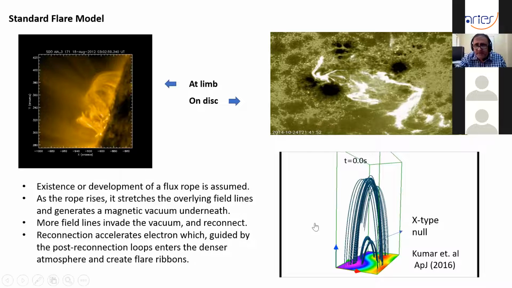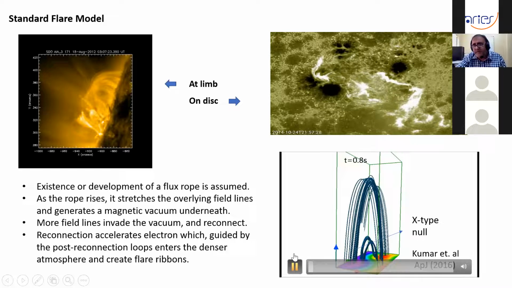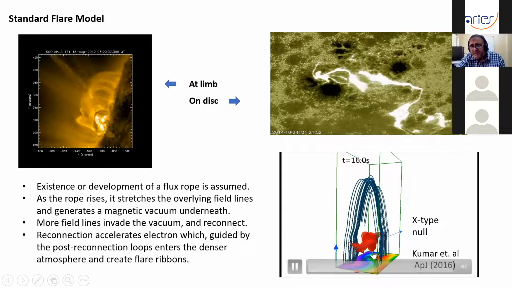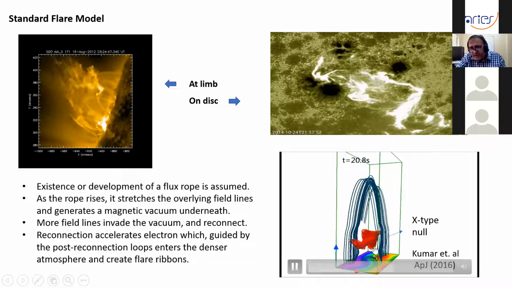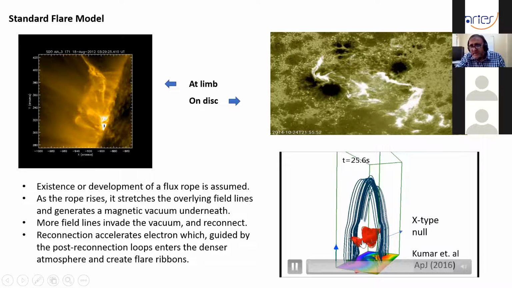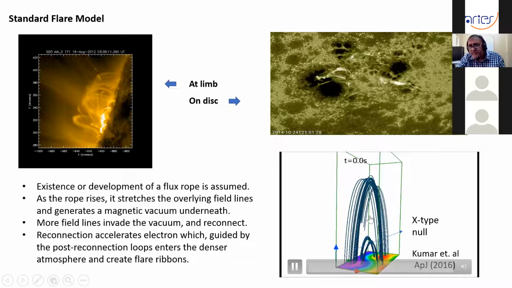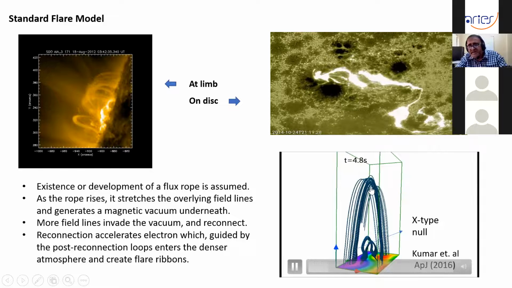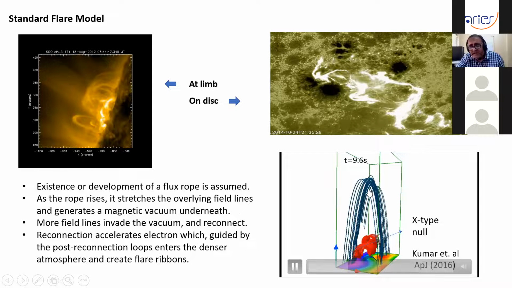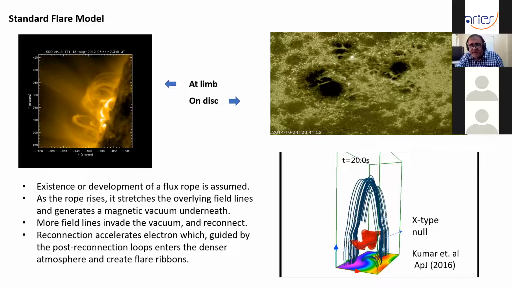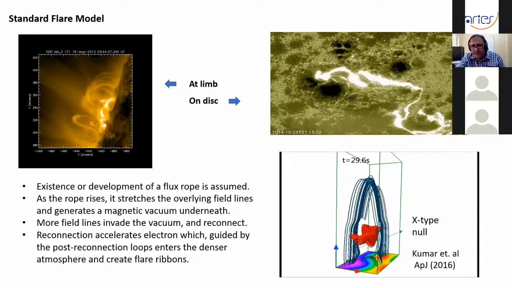This just shows a simulation from first principles where you can see the magnetic field lines come toward each other, get reconnected and generate a flux rope, which, when it goes up, stretches the overlying or strapping field lines. And if the torus instability condition is satisfied, then it can yield a CME, otherwise not.